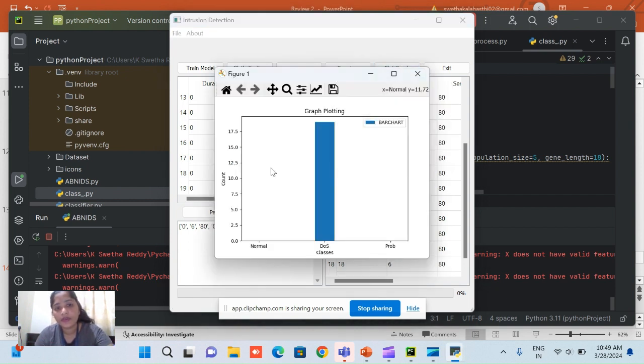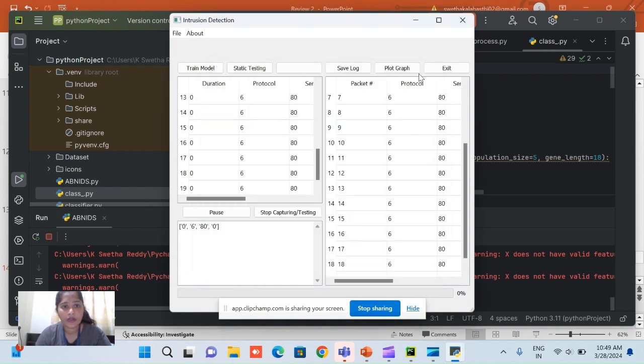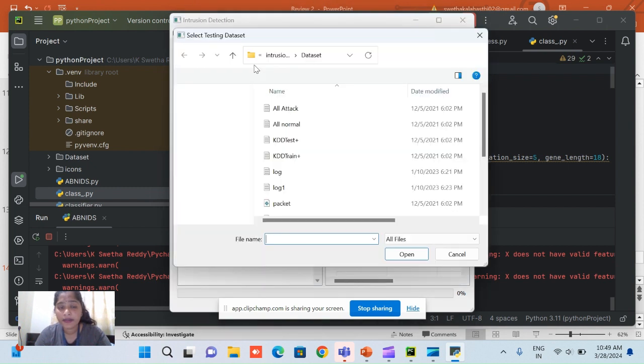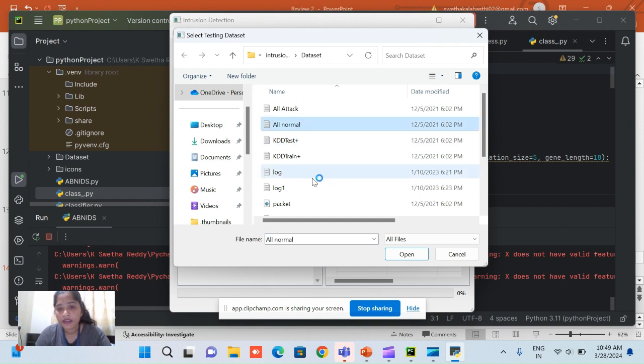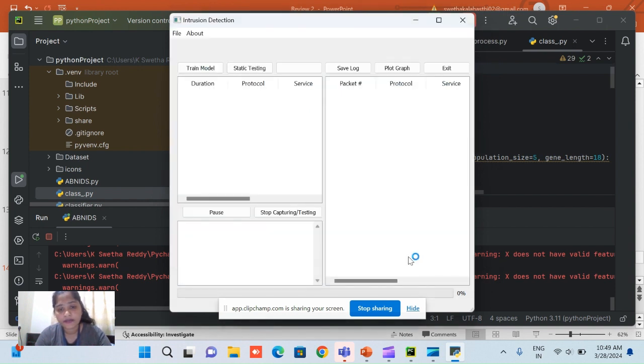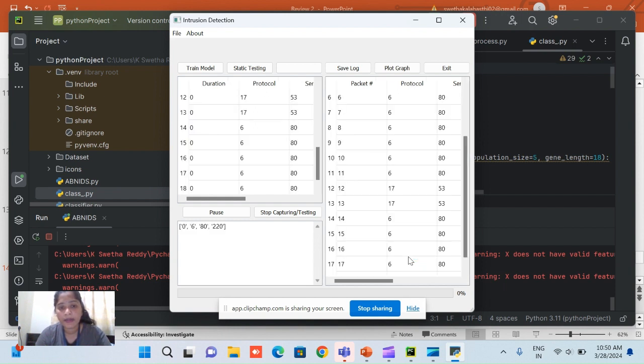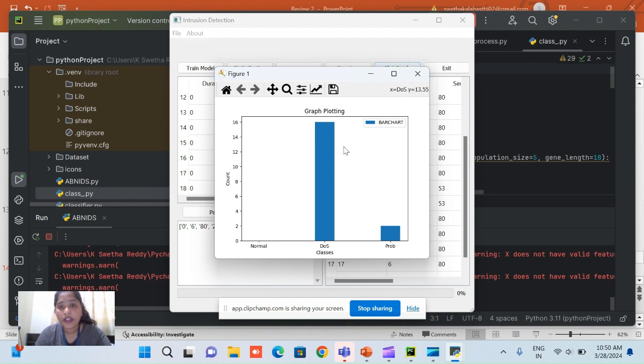I told you, no? DoS will be above 17.5 of that count. Okay, 17.34. Now we will go to the static testing. Please remember that 17.34. And now all normal, open. See, the log was coming, right? We should stop capture and plot the graph. Now the DoS will be 12.19.